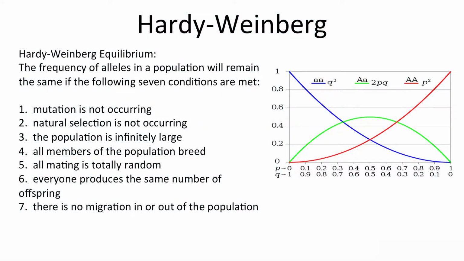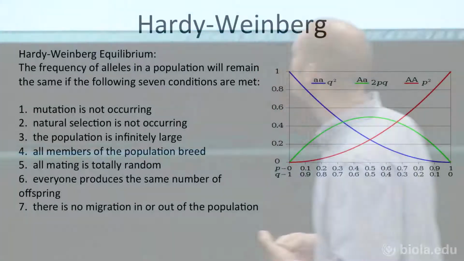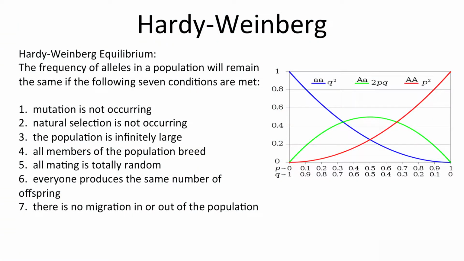So this is called Hardy's law. The frequency of alleles in a population should, maybe I should have put should instead of will, remain the same if the following 7 conditions are met. So start thinking about populations. What would have to go on in a population for one allele to become dominant or the other one to disappear, or for alleles to stay the same? These are the classic 7 conditions of Hardy-Weinberg population genetics.